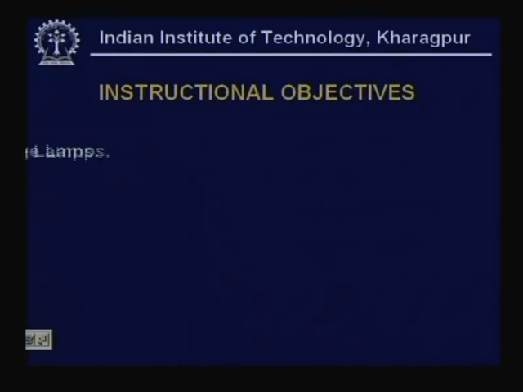Now today we continue the discussion further and see what other forms of discharge lamps could be there. We had a look at the mercury vapor lamps and sodium vapor lamps, and we also mentioned that there are neon vapor lamps. One central thing common to all these lamps was that they had a line spectrum, as against the incandescent lamps. So what are the instructional objectives for this lesson?